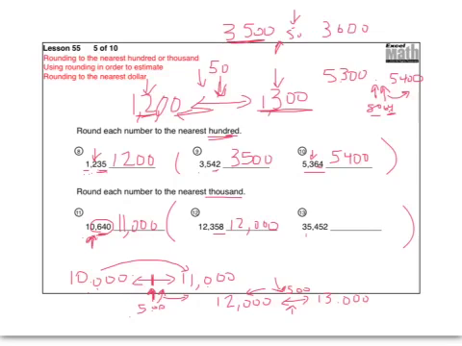This number here is between 35,000 and 36,000, right? 35,000, 36,000 would be the next 1,000. 500's right in between. This is 452, which is less than 500, so I'm going to round that down to 35,000.